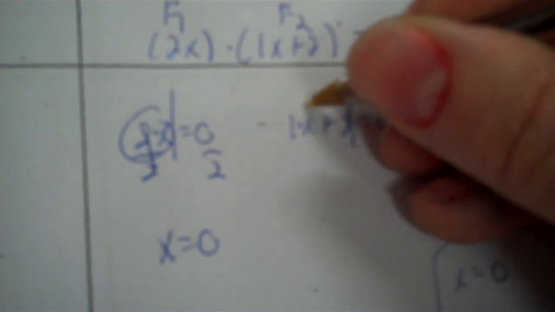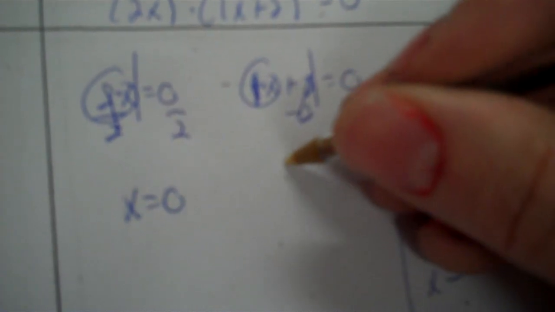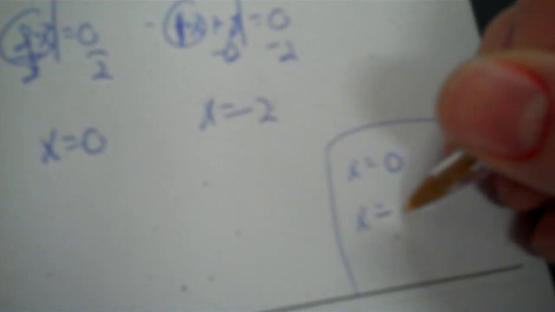You set that equal to 0, and then F1, F2. So 2x could equal 0, or 1x plus 2 could equal 0. So you're dividing by 2 here. That's 0. Then over here, if you have times 1, just get rid of it. Okay, you just need to subtract 2. 0 minus 2 is negative 2.